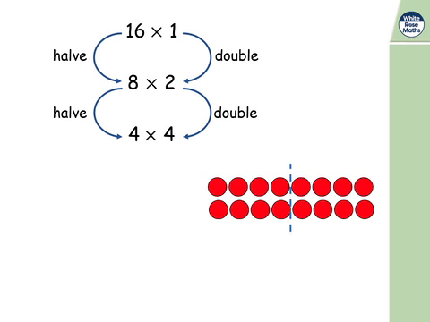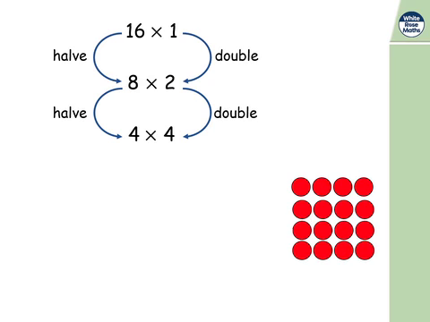So we half our array, and then we double the number of rows. Yes, 4 times 4, all using 16 counters. I wonder if this always works for every array. Maybe you could investigate that.